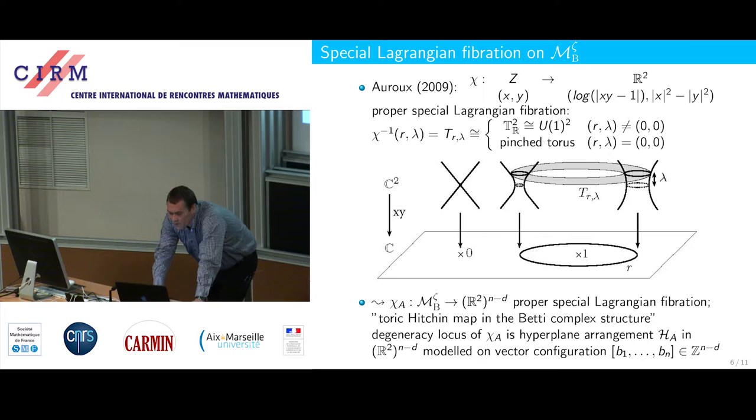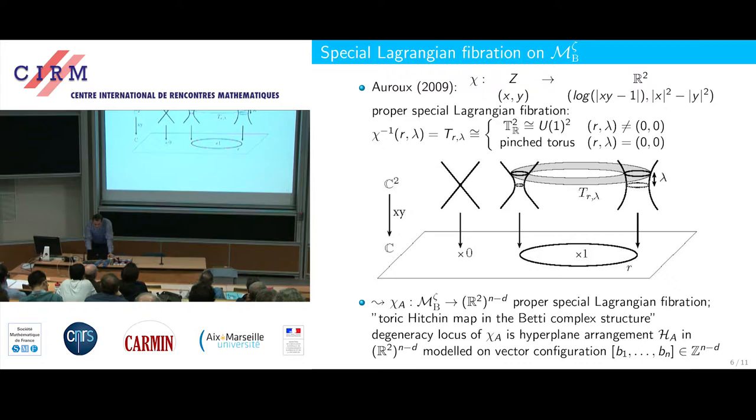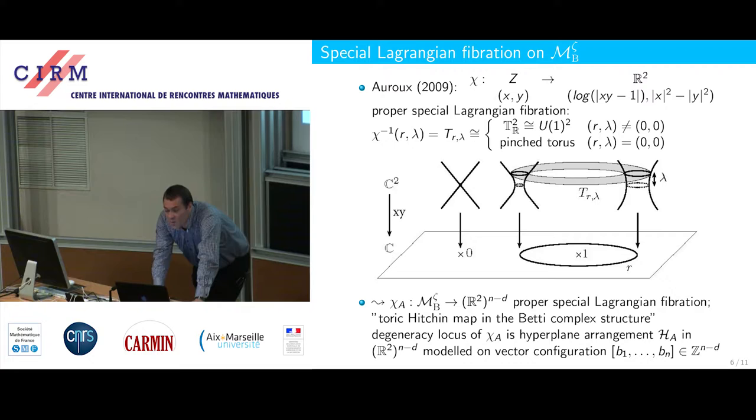The only time it degenerates is if the radius of the circle is 1, when this quantity, the logarithm of 1, is 0, and then it's only a problem when you are here over this fiber and then lambda is 0. Then you don't get a circle, you just get a point. So over this fiber, when r is 0, you get everywhere a circle over the circle except over 0 where you get a point. So that's the pinch torus. Anyway, it's a very nice picture. You can really visualize this fibration.